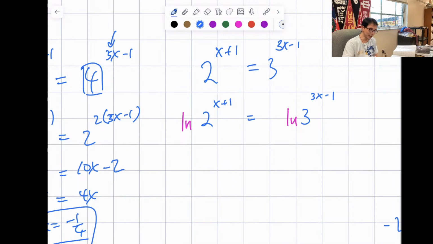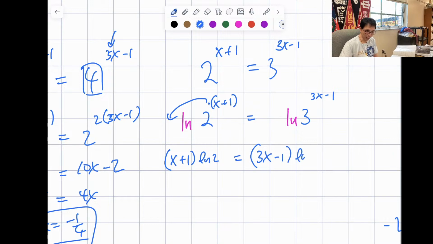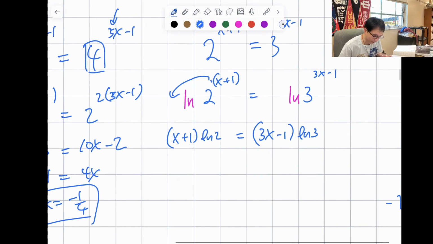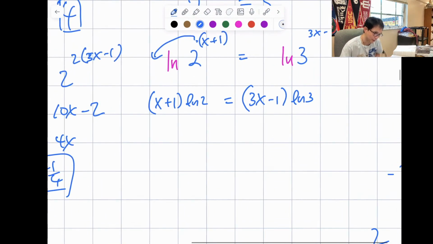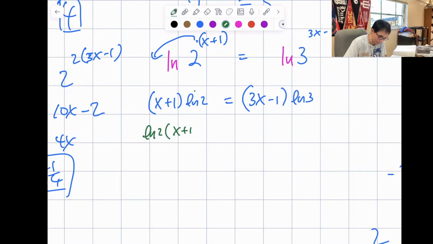So now this can bring it to the front, right? So it'd be x plus 1 times natural log of 2. And you can do a backward distribution, by the way. 3x minus 1 times natural log of 3. Now here's the confusing part. It's a notation difference. You can put it in the front if you want. So I'm gonna put it in front so I know that's to distribute now.